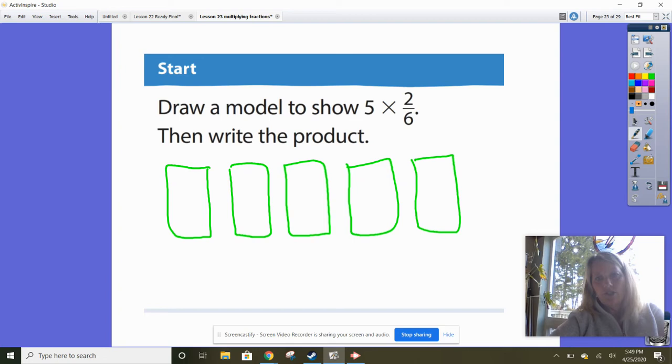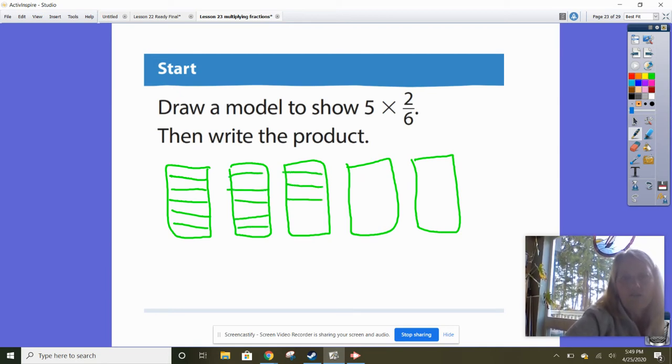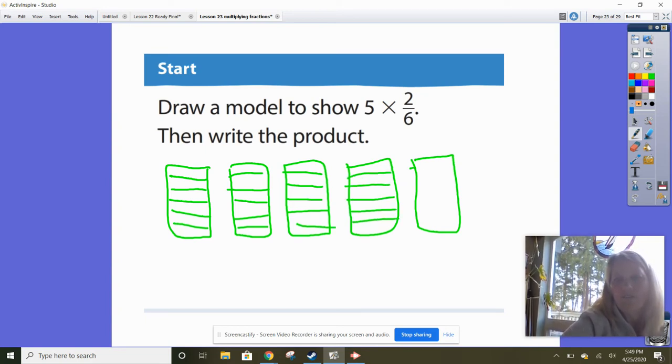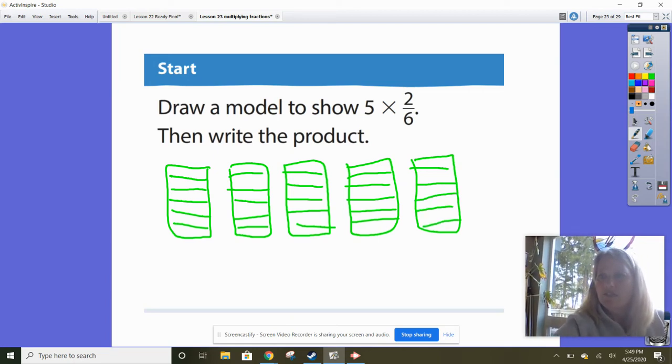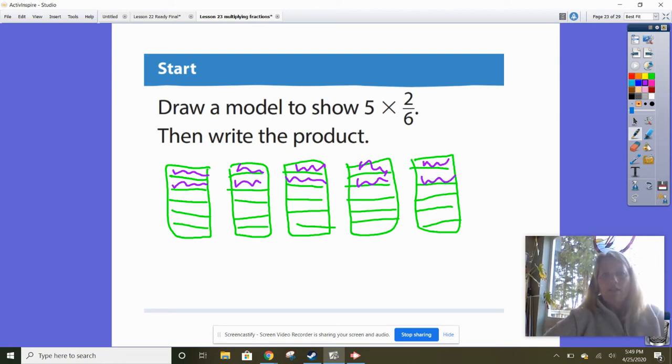And I'm cutting into 6ths, which means 5 cuts. So 1, 2, 3, 4, 5. Do that for each of the five models. Get a different color to shade in. 1/6, 2/6, 1/6, 2/6, 1/6. All right, beautiful. Then write the product.